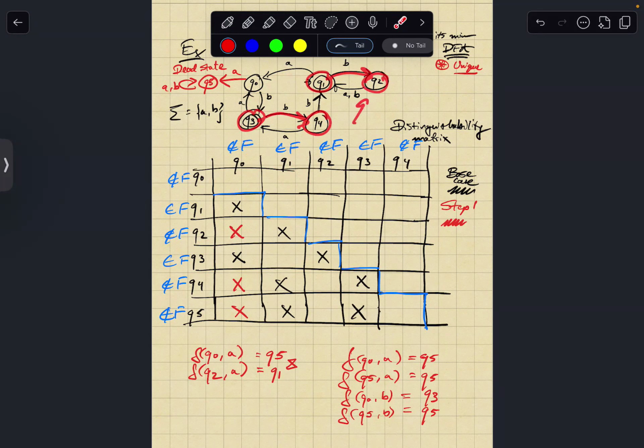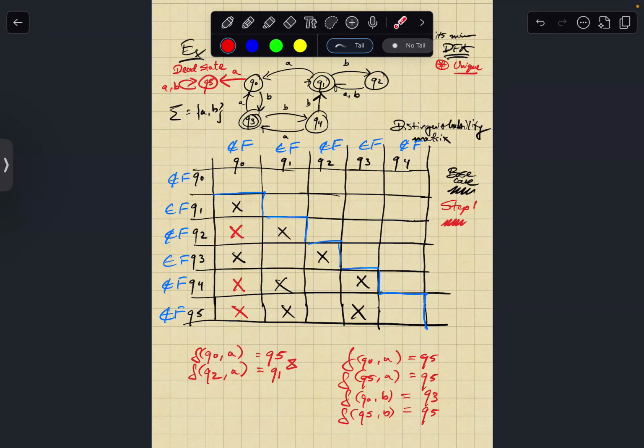Okay, so let me check Q2, Q4 in my table. Q2, Q4 is not marked. So if Q2, Q4 is not marked, then that means that I shouldn't actually mark the thing that I'm comparing. So that means that I've checked A and B, so I'm going to leave this unmarked for this step.